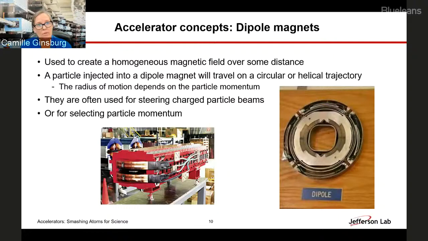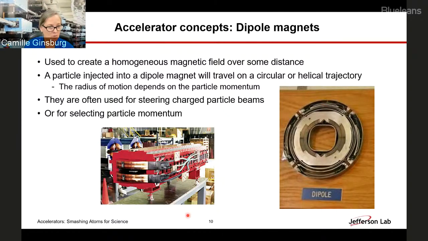So I'm going to show a couple of examples of magnets similar to what we use. Dipole magnets are used to create a homogeneous magnetic field over some distance. A particle that's injected into a dipole magnet travels on either a circular or a helical trajectory, meaning that's its path. The radius of motion of that circle or helix depends on the particle momentum. So they can be used for steering charged particle beams, or they can also be used for selecting particle momentum, for example, in a particle detector.